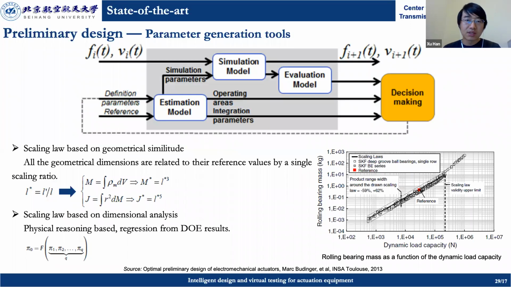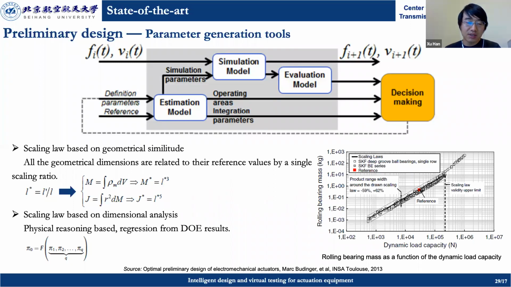Second, we should consider parameter generation because, as mentioned before, the preliminary design doesn't have much information for the components and the system. So we need to generate the parameters automatically to perform the simulation. There are two methods. First, we can call it scaling law-based geometry similarity. We assume a series of components have a fixed ratio between different geometry dimensions.